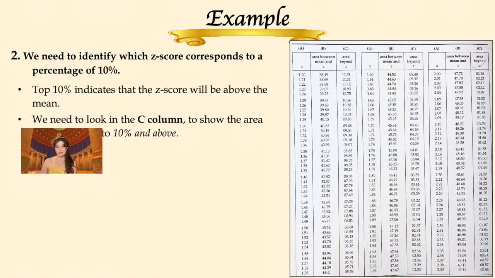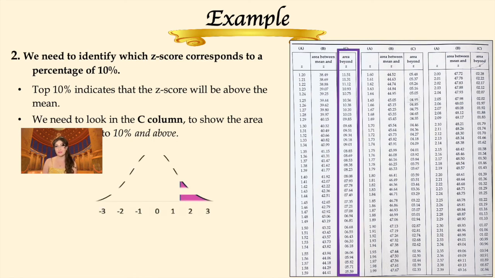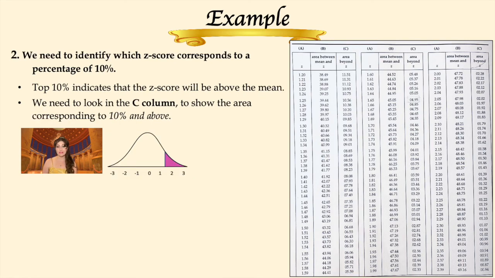Because this is the area that we're interested in, we're going to be looking in the C column. The C column is the area beyond Z. Remember, the B column would tell us the area from the z-score to the mean, which is not what we're interested in. Top 10% is indicating that we want to look higher, above. So if we look in the C column and we find the value that is closest to 10%, or the number 10. Looking in this column, we can identify that the closest value to 10% is 10.03.